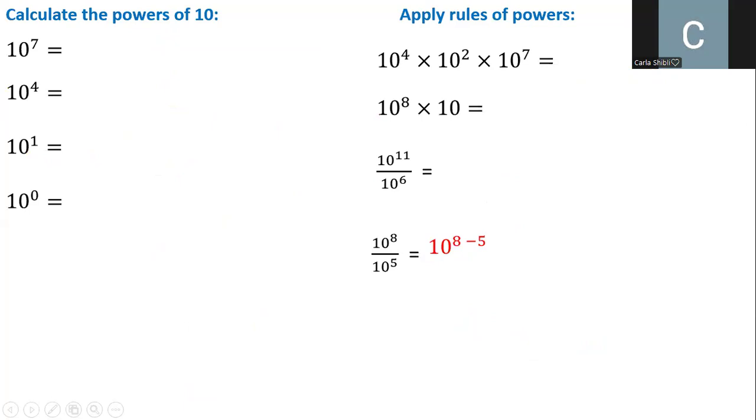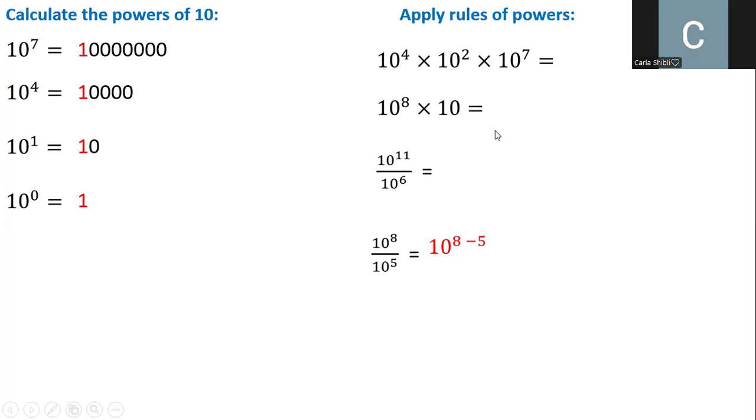Let's practice these together. Calculate the powers of 10. 10 to the power 7, as I said, I write 1 and I add 7 zeros. 10 to the power 4, we write 1 and we add 4 zeros. 10 to the power 1, we write 1 and we add 1 zero. 10 to the power 0, we write 1 and we add no zero.